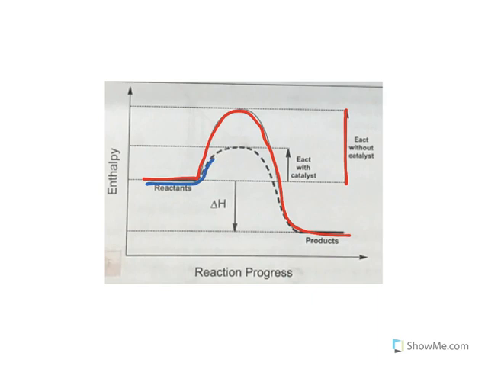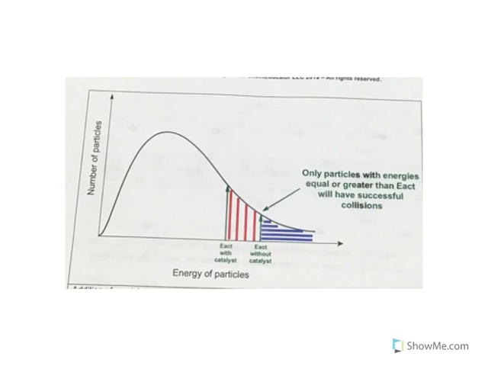Then in blue, I'll go over this dotted line. It's providing an alternative pathway, this catalyst is, and the activation energy with this catalyst is much lower than the red non-catalyzed reaction. So therefore, more collisions will be successful.